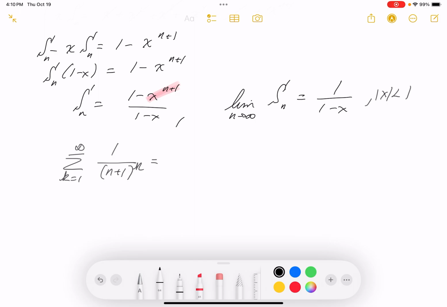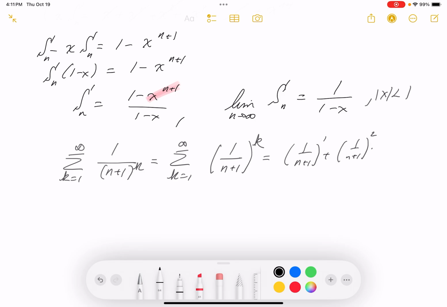And I'm going to write this a little differently. I'm going to write it as the sum, k equals 1 to infinity, of 1 over n plus 1 to the k. All right, same meaning. Now again, if you wrote this down, you'd get 1 over n plus 1 to the first power plus 1 over n plus 1 to the second power, and so on. Now I want to point out, this does look a little different than the other one, but not substantially so, all right?